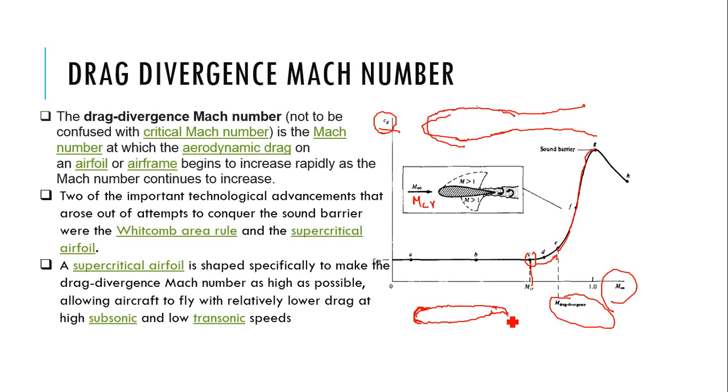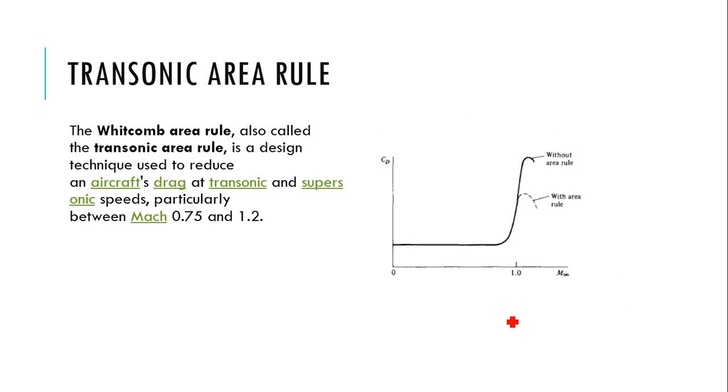This type of airfoil increases the critical Mach number, and therefore we can reduce the drag divergence. So next is the transonic area rule.